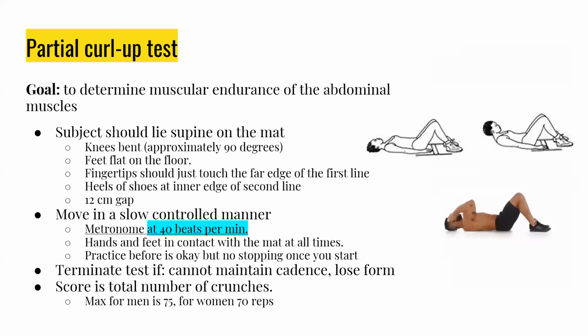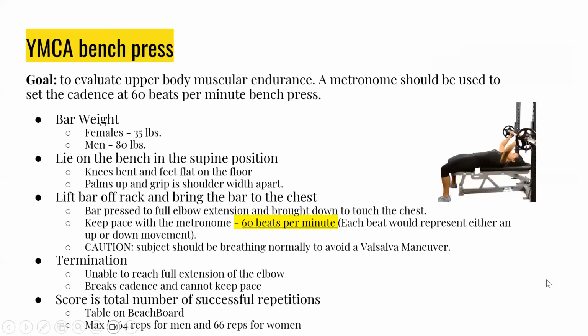If you cannot maintain the cadence, right, or lose form, you stop the test and you record the number of crunches. If you complete a total of 75 for men and a total of 70 for women, and you don't feel tired, you can stop up to that range. That would be the maximum rating. Excellent for muscular endurance of the abdominal muscles.